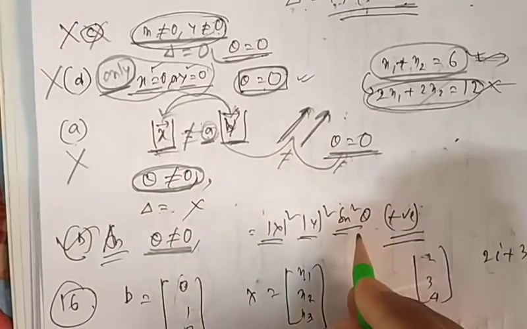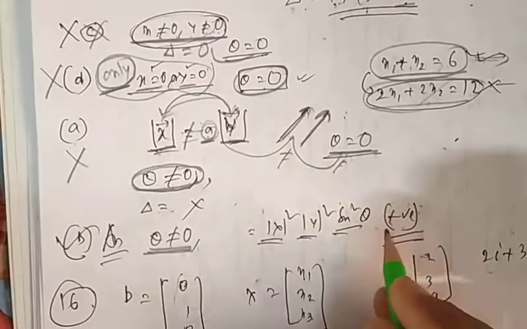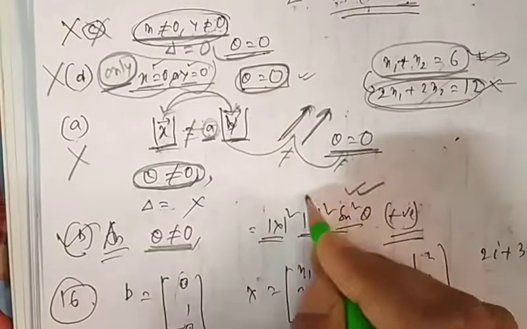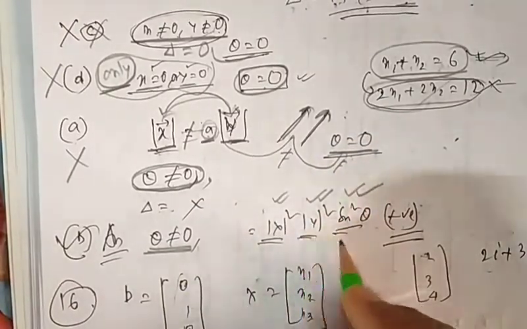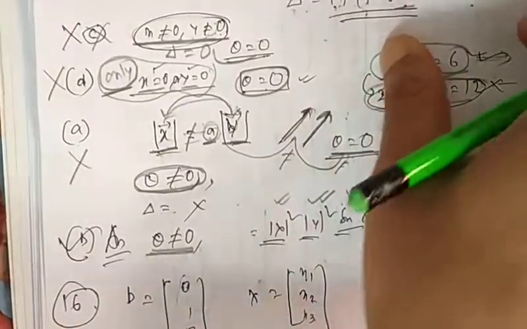And it is positive, because theta is not equal to 0. So this will be positive, this will be positive. It will never be negative because every time it is squared. Whole square, whole square, whole square. So this is the correct answer.